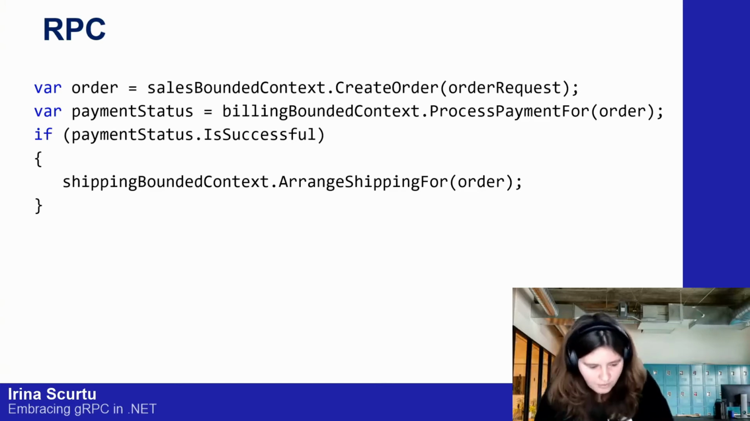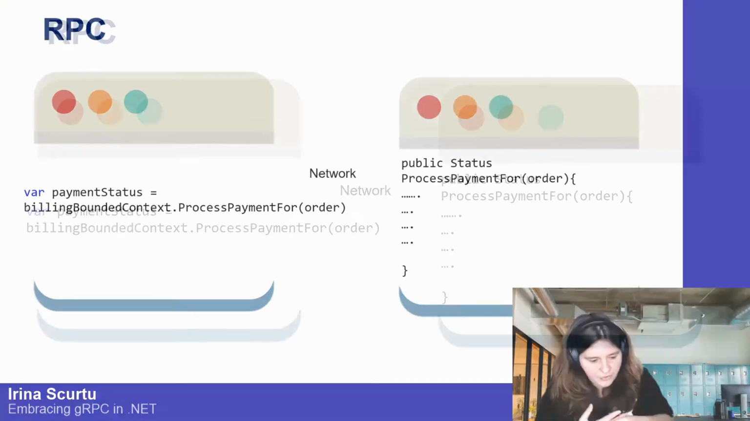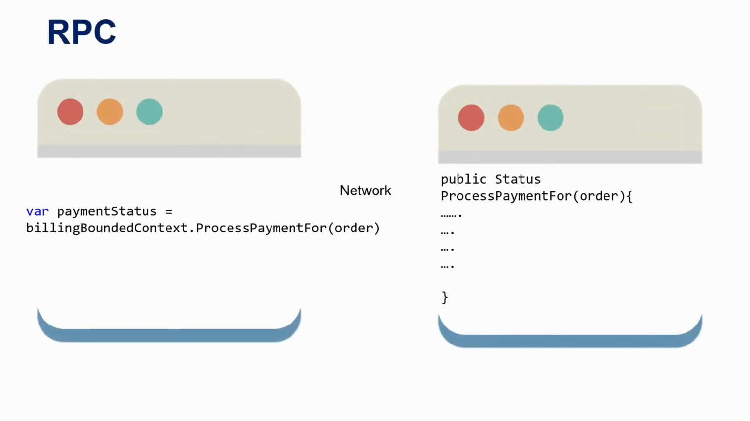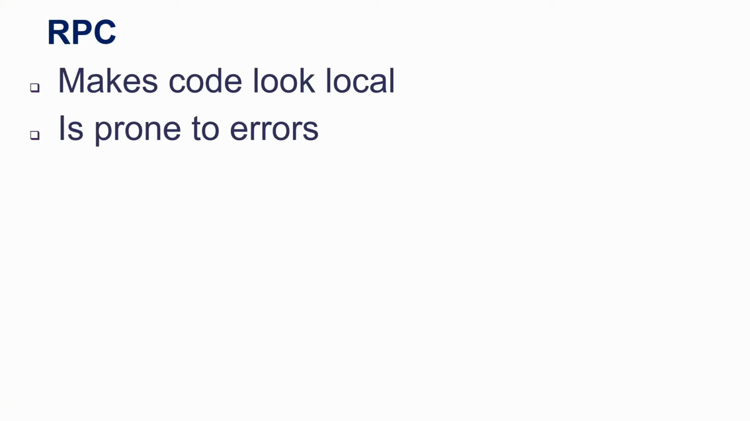So if we look further at this one line of code, we'll see that payment status and the process payment for that order, it's a method call. That's it, right? So in fact, what if I would tell you that a call over the network is made, and a call over the network is made for absolutely every line of code in there. So RPC as a concept will make the code look local.